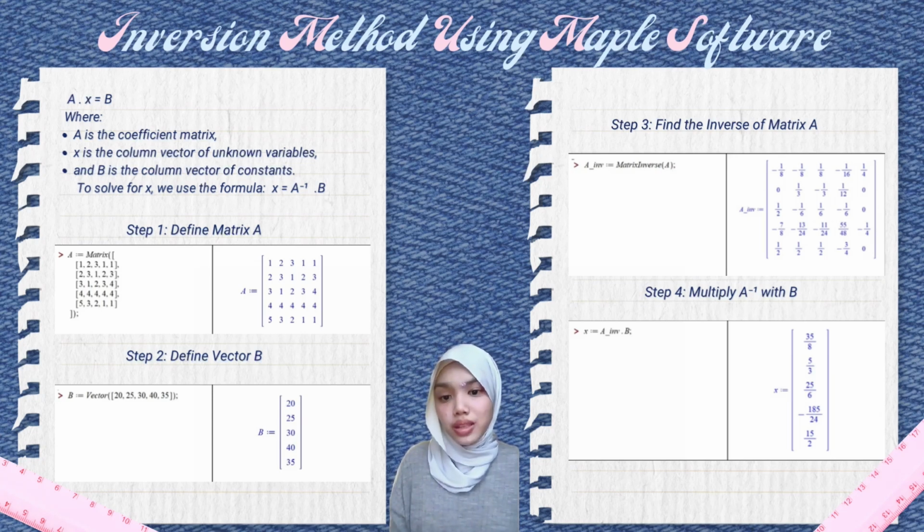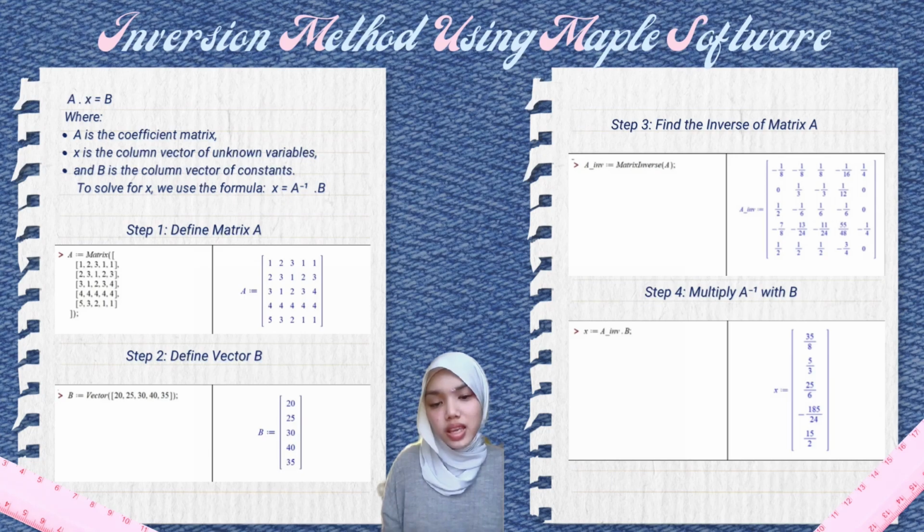Now, we find the inverse of matrix A using the matrix inverse function. If A is invertible, Maple will return the full inverse matrix. Now that we have both A inverse and B, we perform matrix multiplication using the dot operator in Maple. This step will give us the solution vector X, which contains the values of all 5 unknown variables. After running the command, we get the solution of our system. Each entry in the vector X represents the value of one variable.